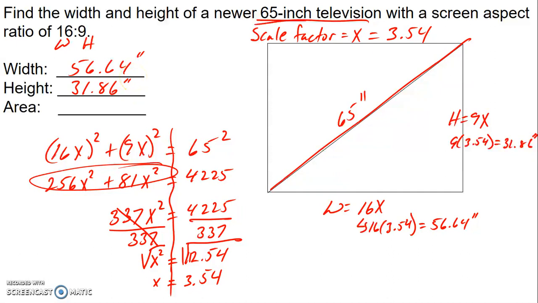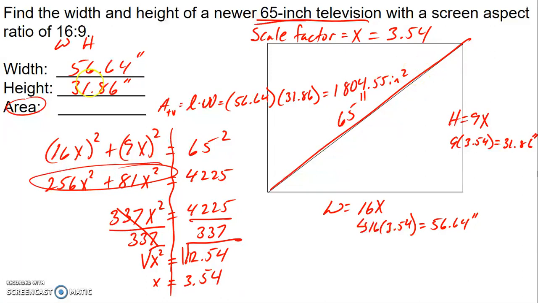Now, last but not least, we need the area here. And area, since this is a rectangle, our screen is a rectangle, the area of the TV is just length times width, or base times height, however you want to say it. And that is going to be 56.64 times 31.86. And that gives us a total area of 1,804.55 inches squared. So there's my area. Okay. And so there we go.